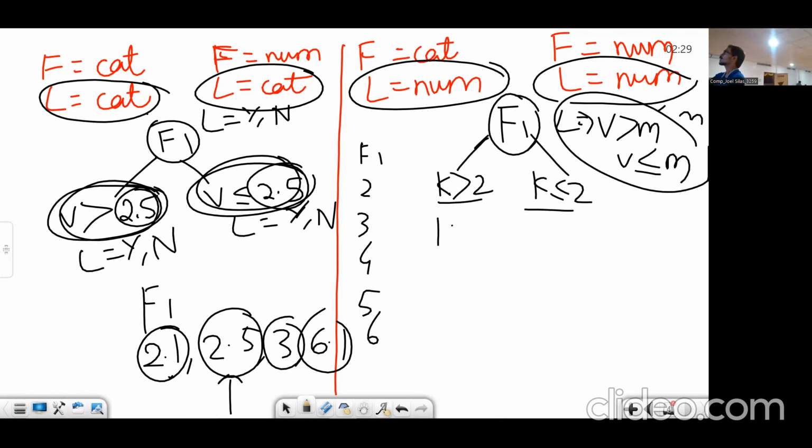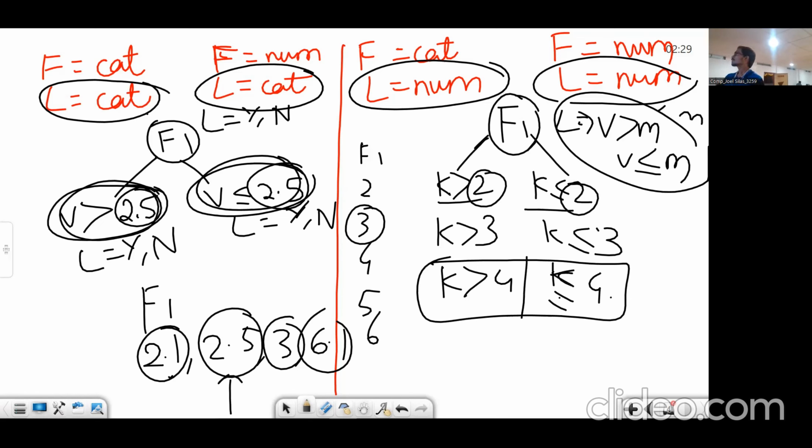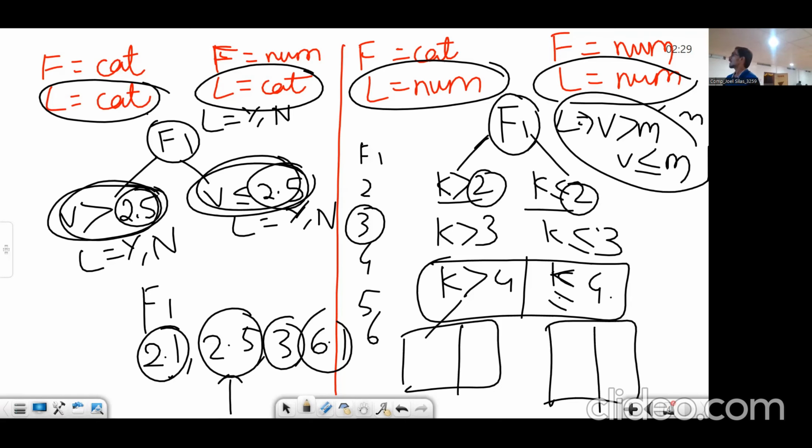Then you'll try out this particular splitting taking 3, then taking 4, and so on, and you'll find out the efficient value to be selected. And then once you finalize, suppose this particular condition, then you'll get subsets. And here, how many have values greater than M, less than M, right? So this case, when feature and label both are numerical, is very expensive, right? So I hope you understood all these.